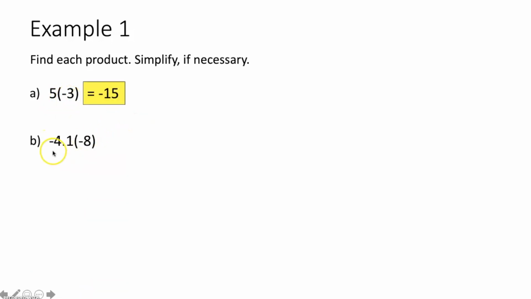Part B, we're multiplying -4.1 by -8. So we're multiplying two numbers together that have the same sign. Anytime you're multiplying two numbers together that have the same sign, your answer will always be positive. So -4.1 times -8 is going to be positive 32.8.